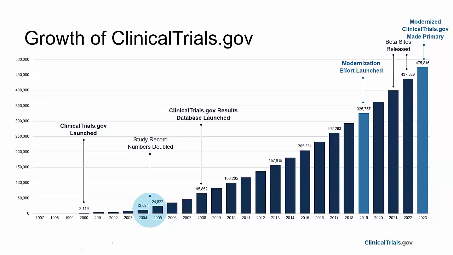So further to the right, you can see that the website modernization effort launched in 2019. At that time, there were over 325,000 study records, and by the end of December 2023, that number was over 475,000. And these results come from the United States and 221 countries. So this just shows you the type of growth that ClinicalTrials.gov has seen and can be anticipated over the coming years.